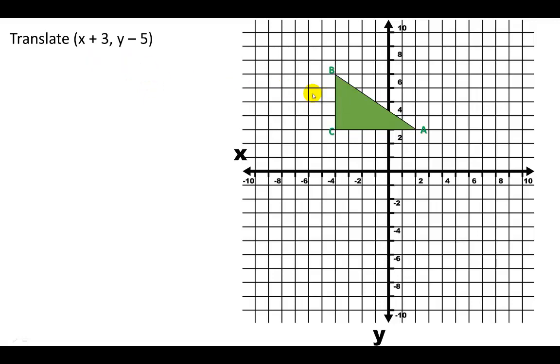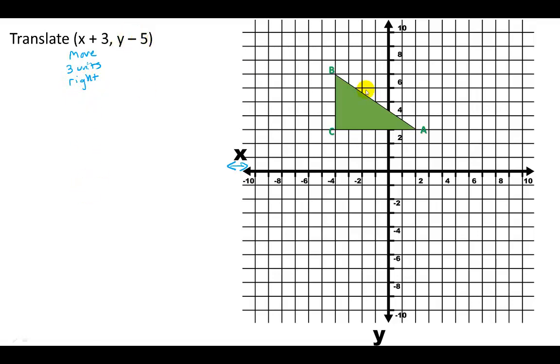We need to translate this triangle ABC, x plus 3, y minus 5. Well, x, that's what goes left, right. So looking at x, our x values that we have for A, B, and C, we're going to be adding 3 to them. Adding 3, that's going to the right. So this means we're going to move 3 units to the right.